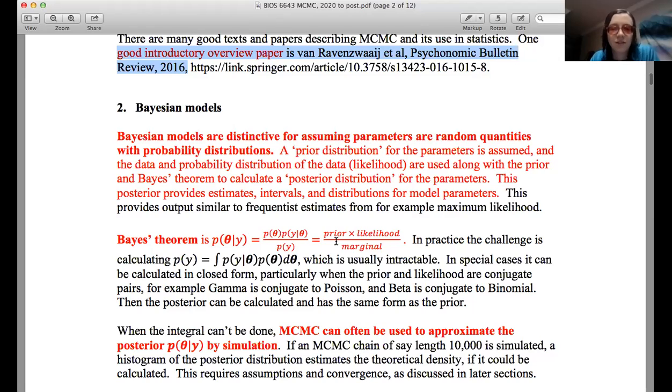And so if you have small sample sizes, would you say MCMC is actually more stable than frequentist? That's a great question.